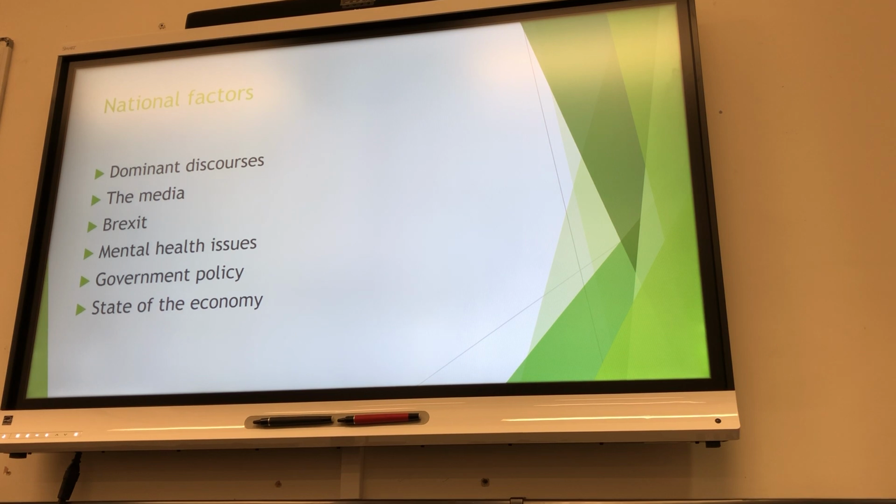Right, Brexit, how is it affecting the national discourse? Well, no one really knows what's going on, so everyone's a little bit confused. Including the government. Especially them. If they're confused, they will never get it.